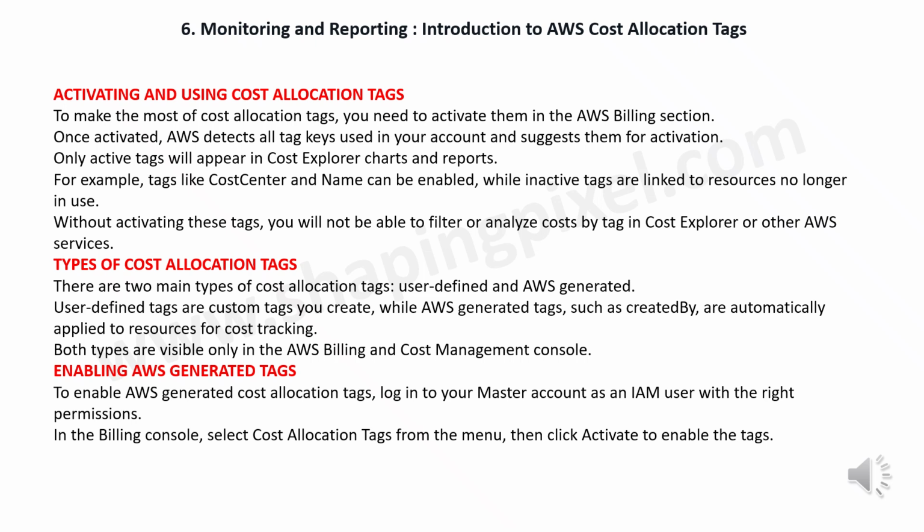There are 2 main types of cost allocation tags: user-defined and AWS-generated. User-defined tags are custom tags you create, while AWS-generated tags, such as created by, are automatically applied to resources for cost tracking. Both types are visible only in the AWS Billing and Cost Management console. To enable AWS-generated cost allocation tags, log into your master account as an IAM user with the right permissions. In the billing console, select Cost Allocation Tags from the menu, then click Activate to enable the tags.